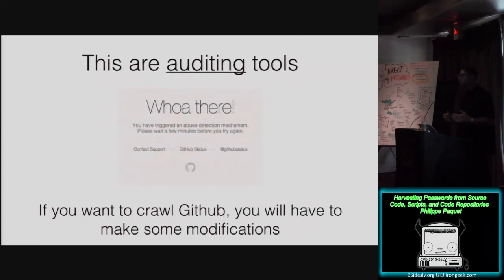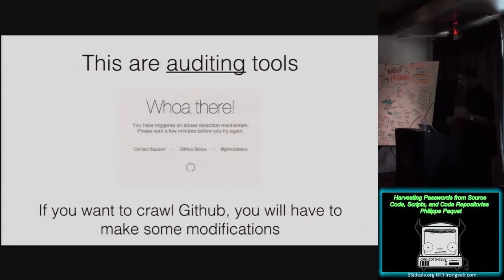I am not going to provide a way to go around a restriction from GitHub. GitHub has abuse restrictions, so if you point the tool to github.com, you're going to have some problems, and you will have to modify the tool. But it works really well for your internal repository.